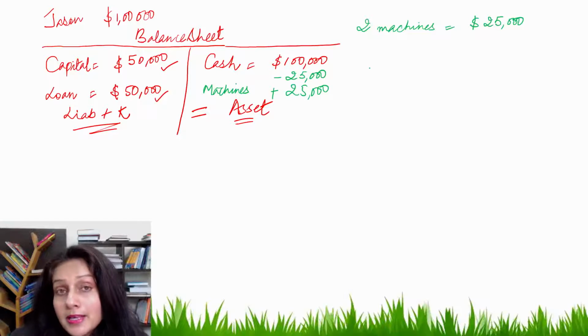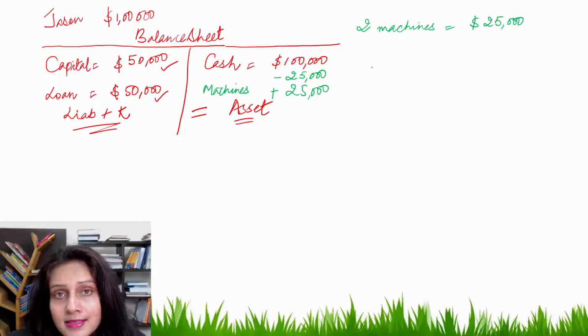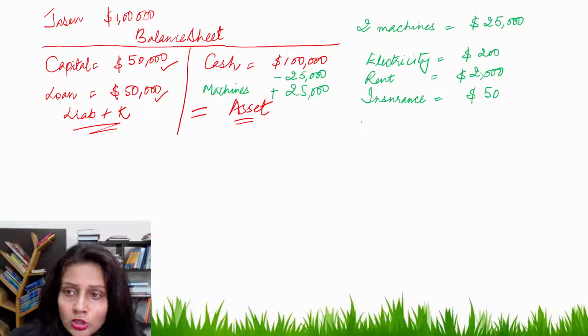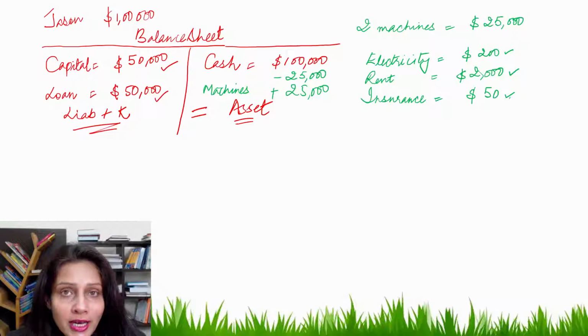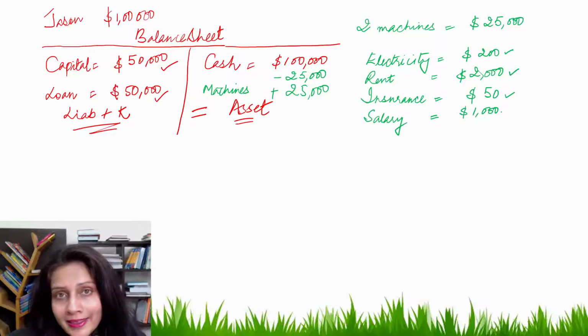Now let's say in the business of tailoring, Jason has to make certain expenses which are electricity, rent, insurance, and let's give an amount to each of these. So let electricity be $200, rent be $2,000, and insurance be $50. At the same time, say Jason has employed a person to help him with the work, and he pays him a salary also, and let the salary be $1,000.